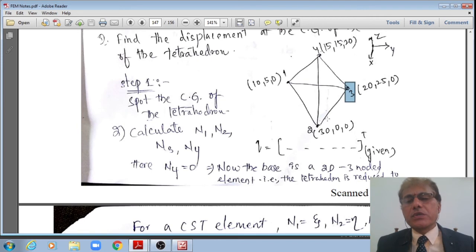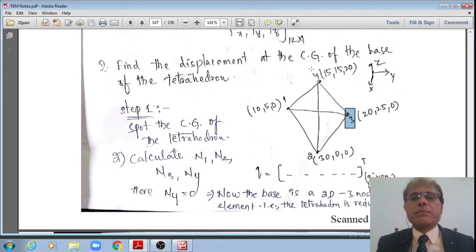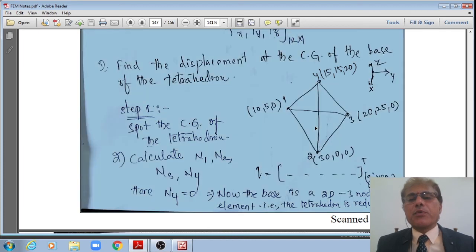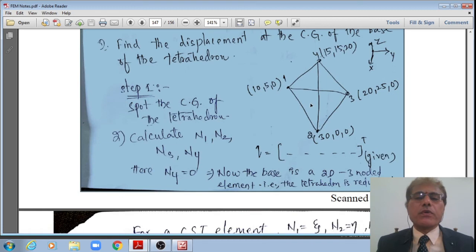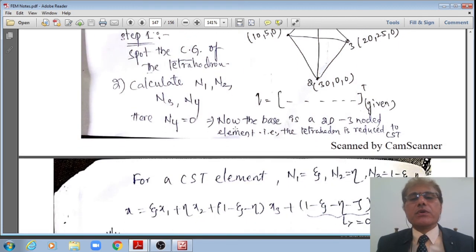Therefore n1 is equal to n2 is equal to n3 is equal to 1 by 3, whereas it will not contribute any load to the node 4. Therefore n4 is equal to 0 for this particular problem. If you are interpolating the displacements of this base triangle 1 2 3, then there is no contribution from this fourth node. Therefore n4 is equal to 0 for this particular problem, right.